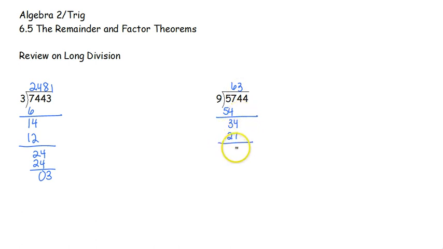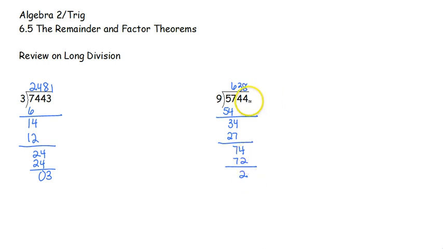We bring down a 7. 34 minus 27 is 7. Bring down your 4. How many times can 9 go into 74? That's 8 times. 8 times 9 is 72. We're left with 2. How many times can 9 go into 2? There's nothing left for me to bring down.